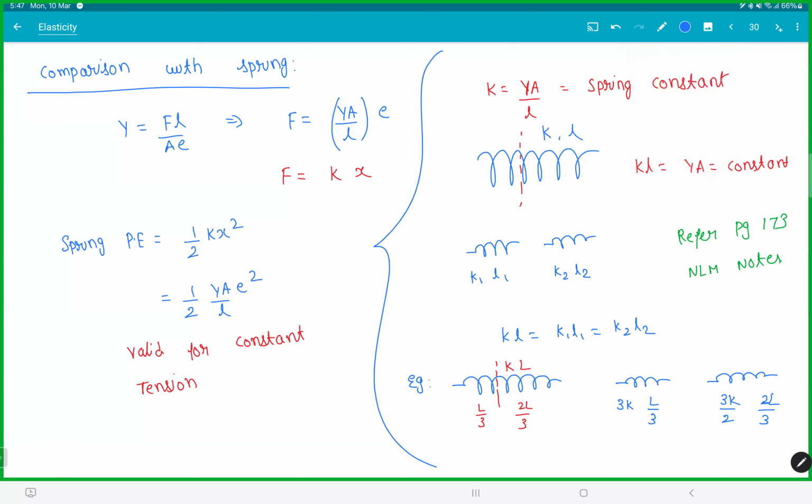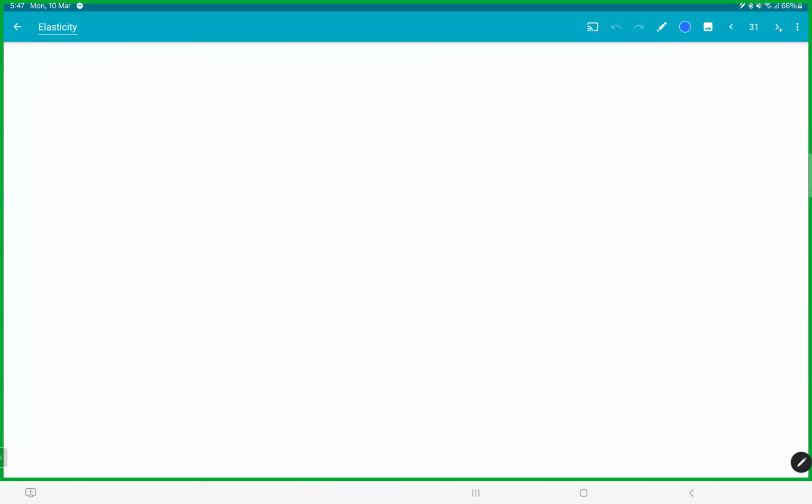Any doubts on this page? Anyone not clear with this? Tanish, Pushkal, Param, clear with this? Kush, Devansh? Perfect.